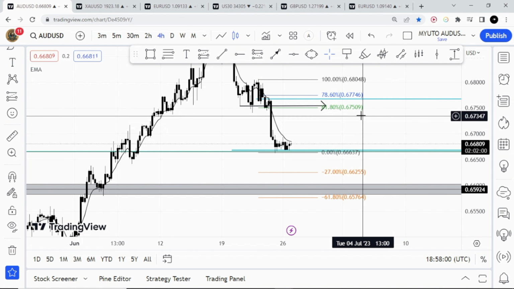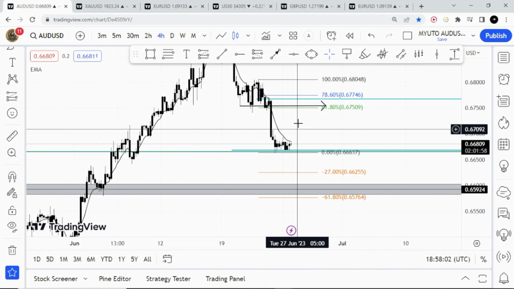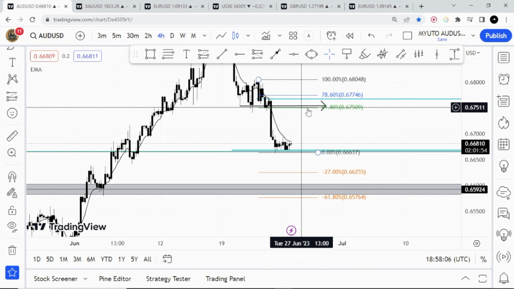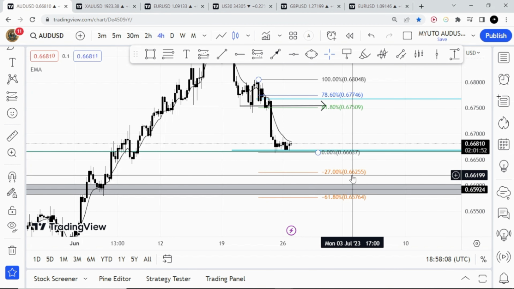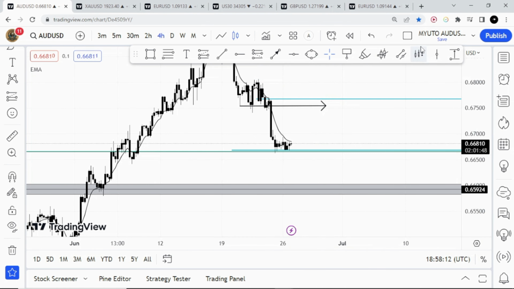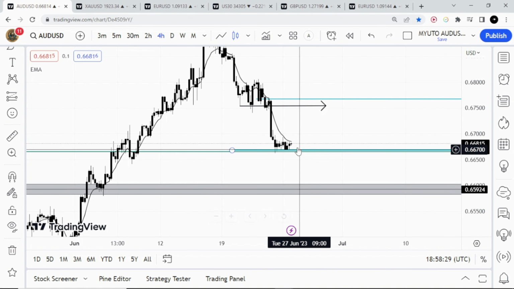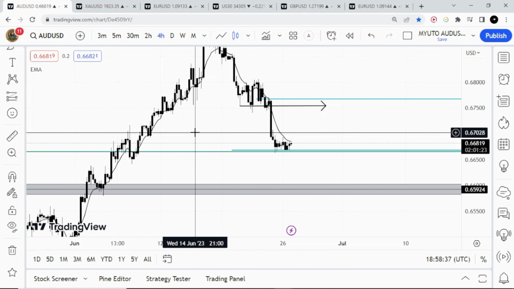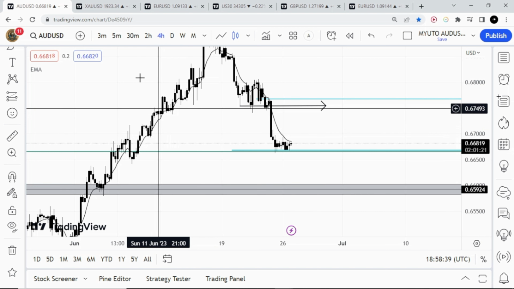So like it's showing, we might pull back to the golden ratio 61.8 and then come down to 0.6625, which is our potential target. If it begins to drop from here, we might see price come down to 0.6600, which is our target. From Aussie dollar, we head over to gold.